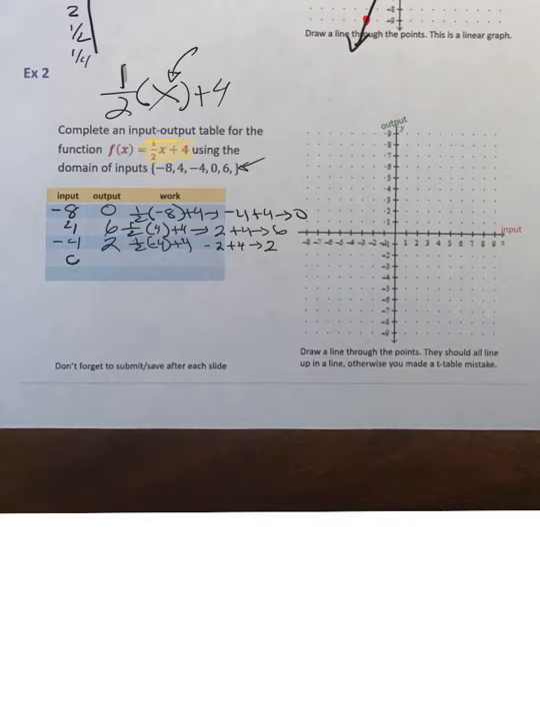And then what happens when we plug in 0? So we have to do 1/2 times 0 plus 4. So 1/2 times the input is 0 this time. So half of 0 is 0, right? Because 0 times anything is 0. Then plus 4 is 4 out.